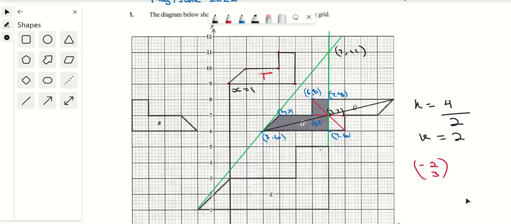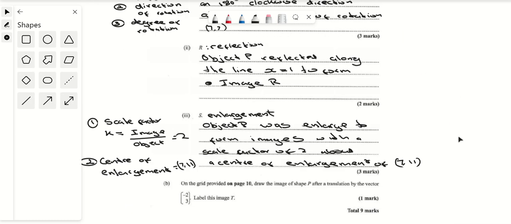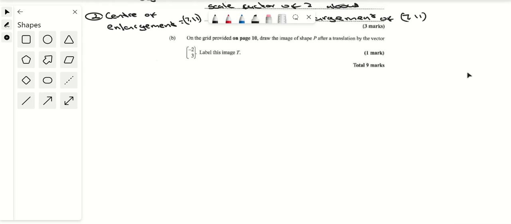The second method is to take all these coordinates that we have, right? And when we take all the coordinates, we're going to change it to a column vector. And then we're going to add the translation to it to get the coordinates of your image. So let's just do it. We'll do it really quick. But that's a lot of marks for 1 mark. But whichever method that you are comfortable with, you can go right ahead and do it.